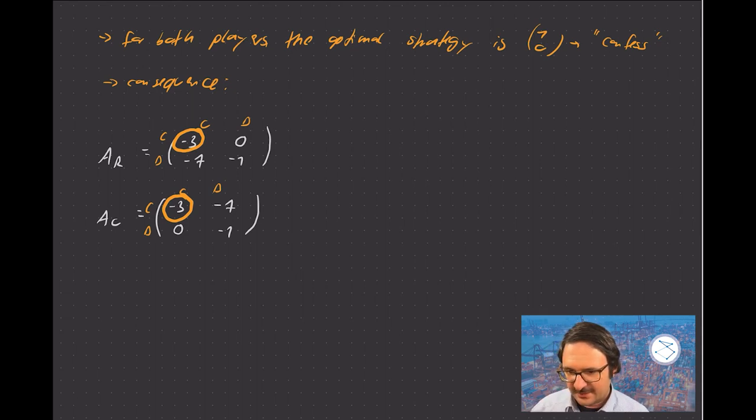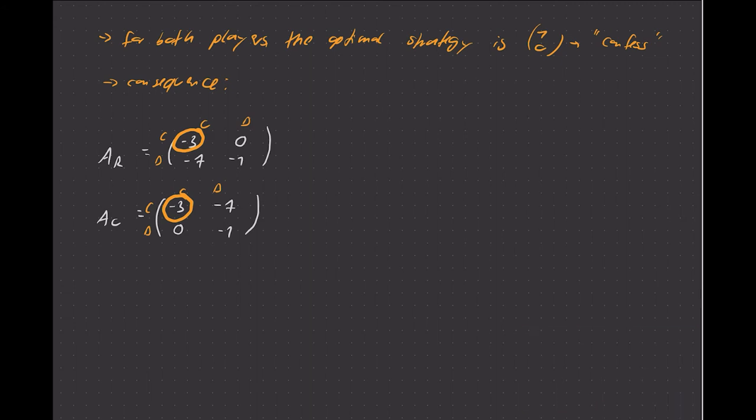And that's the important outcome of this analysis here. This pair of strategies, confess, confess, is an equilibrium. And that means no player has an incentive to unilaterally choose a different strategy.